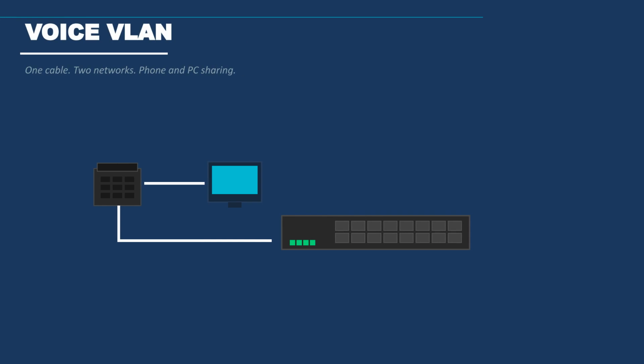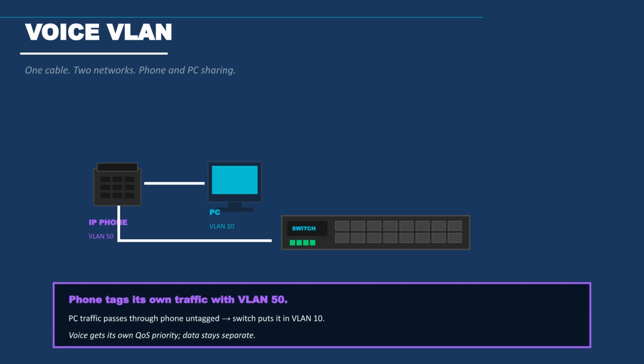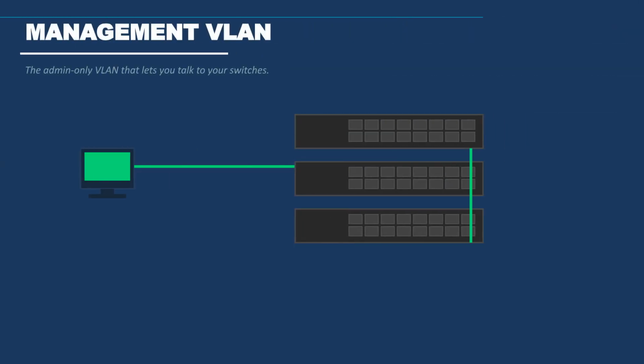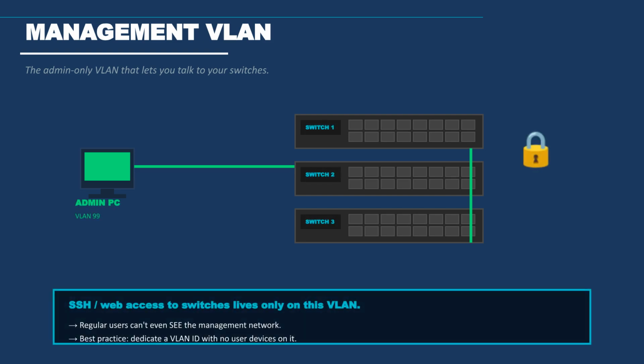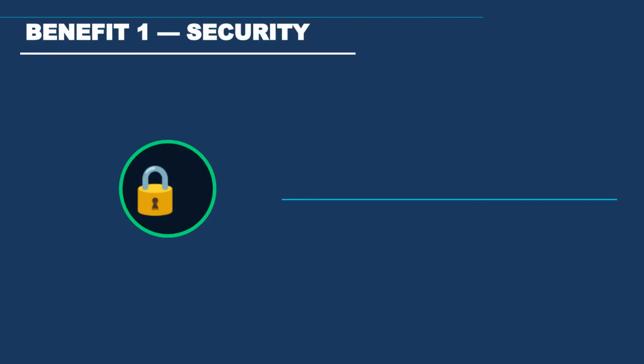A voice VLAN setup allows both a phone and a PC to share one cable. The phone tags its voice traffic with a priority VLAN, while the PC's untagged data traffic is placed in a separate VLAN by the switch. The management VLAN is an admin-only network to manage your switches. It's a best practice to dedicate a VLAN ID for this purpose so regular users cannot even see the management network. VLANs provide security through isolation.